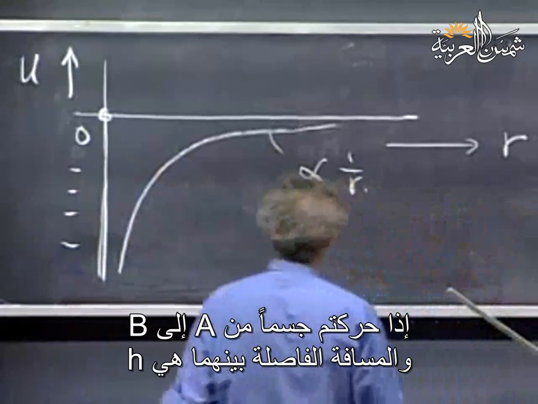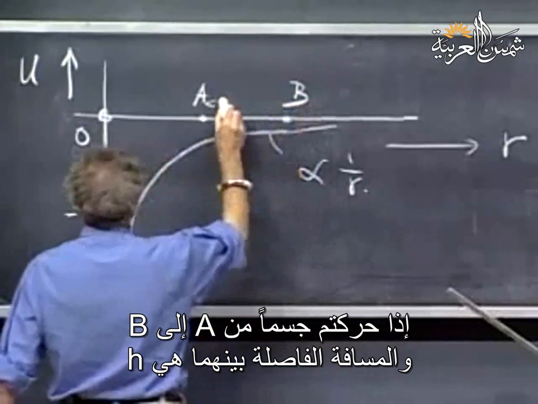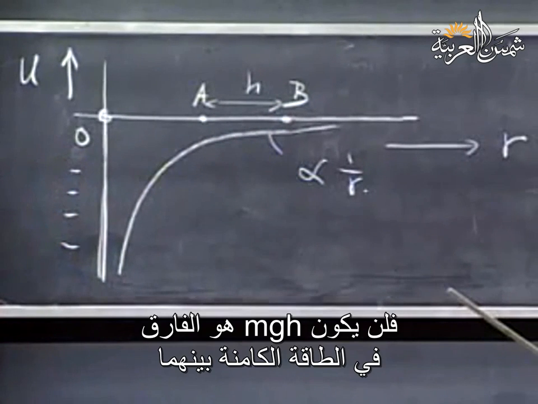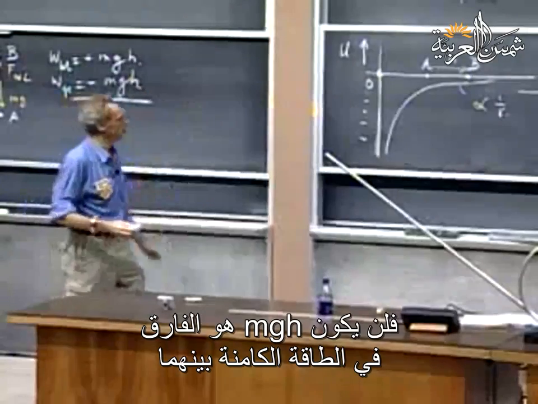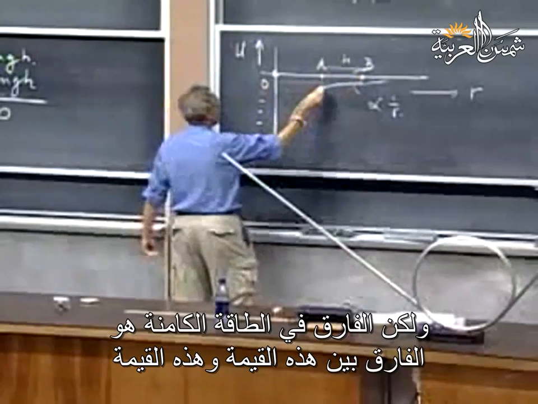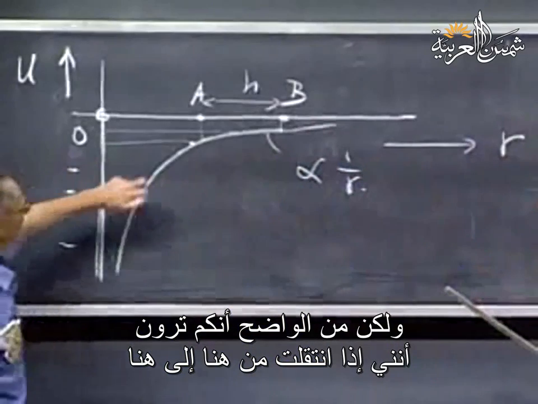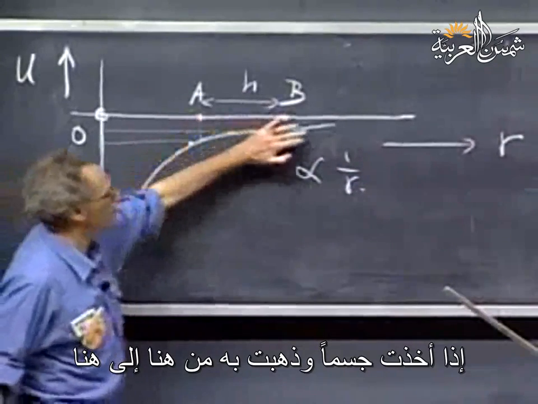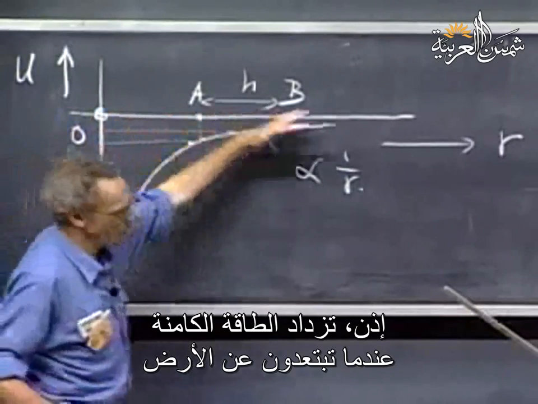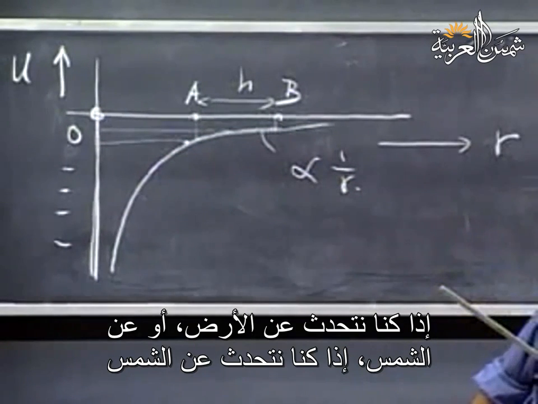If you move an object from A to B, and this separation is h, and if A and B are very far apart, the difference in potential energy is no longer mgh, but the difference in potential energy is the difference between this value and this value. And you have to use that equation to evaluate that. But you can clearly see that if I take an object and go from here to here, the potential energy will increase, and that's all that matters. So it increases when you go further away from the Earth, if you look at the Earth, or from the Sun, if you look at the Sun.